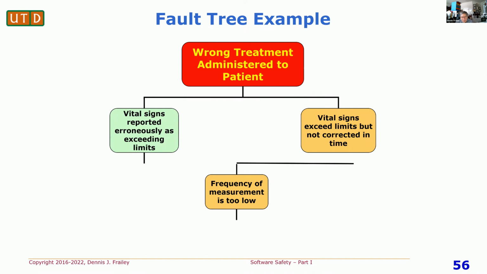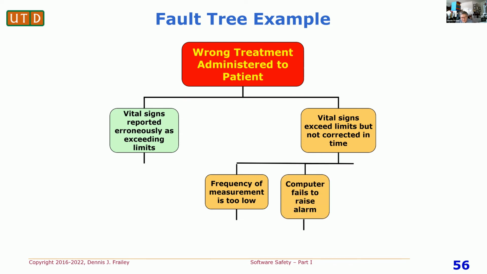But one way the vital signs could exceed the limits and not be corrected in time is that the frequency of the measurement is too low. In other words, you're not measuring the vital signs often enough, so that when they exceed some limit, it takes you a while to even notice that they have exceeded a limit.